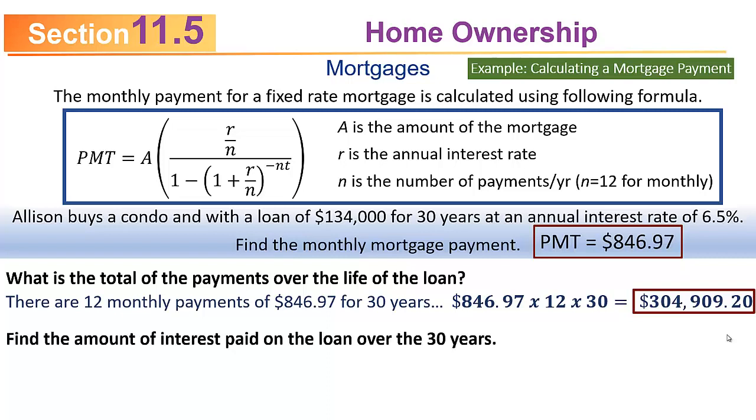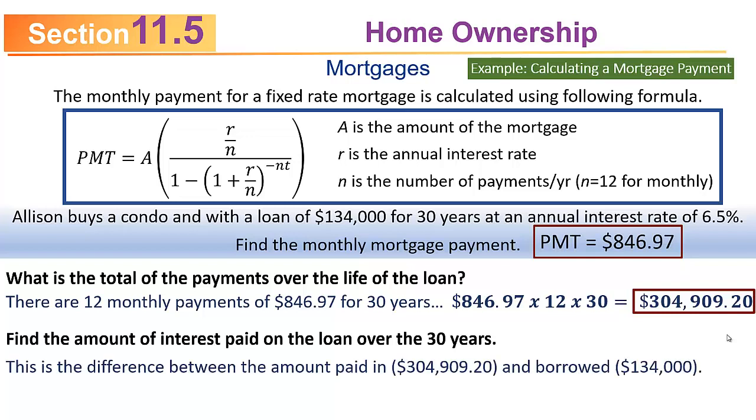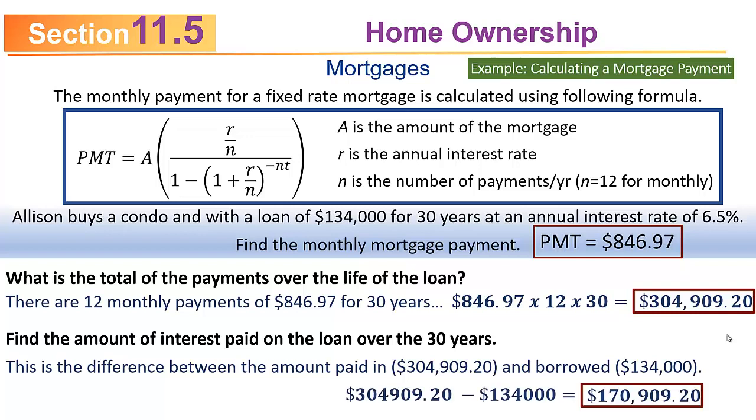I could ask what the amount of interest paid is over the course of the loan, that 30 years. Once you've done all these calculations, I think you can see how easy that is. In fact, I sort of alluded to it. It's the difference between what she paid the bank over the 30 years and what she actually borrowed. So that $304,909.20 minus the initial loan of $134,000, that is actually the amount of interest Allison paid to the bank over 30 years.